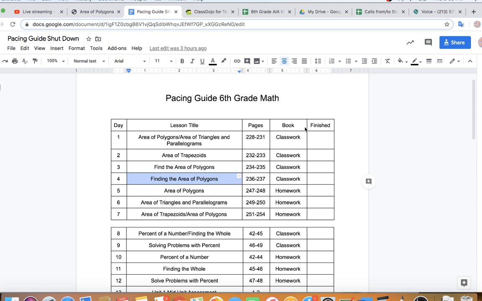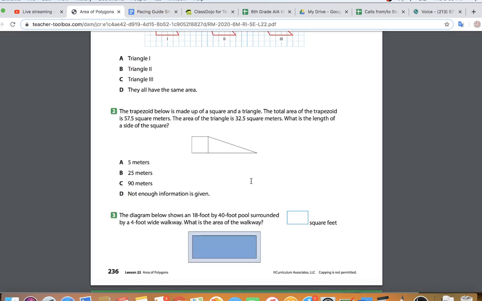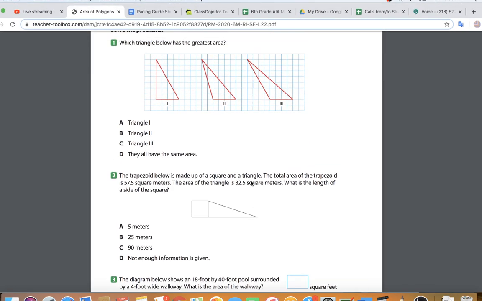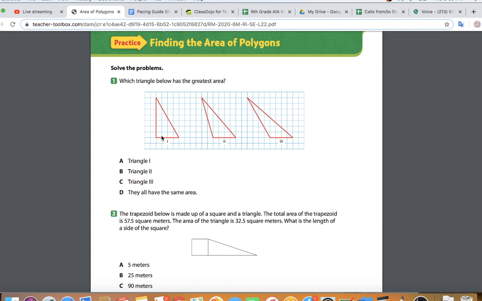Okay, this one is for day 4, page 236. This is just going to be English. I messed up with the other one, so I had to redo this one. So for part 1, they're asking you which triangle has the greatest area, 1, 2, or 3.